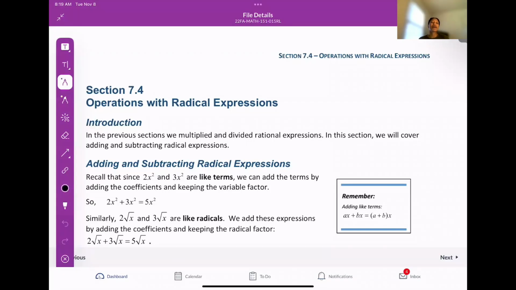In section 7.4, we're talking about operations with radical expressions. We're going to start off with square root expressions and then cube root expressions, and then practice simplifying. In this section, we're really going to talk about doing addition and subtraction. We talked a little bit about multiplication and division in the last class. So adding and subtracting radical expressions.